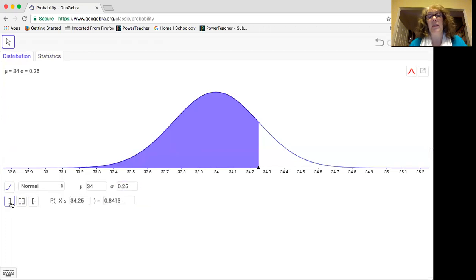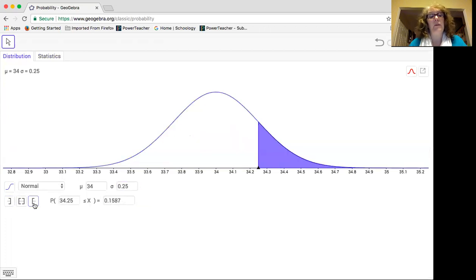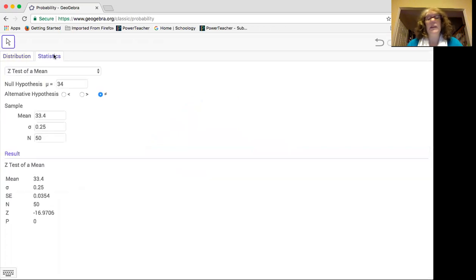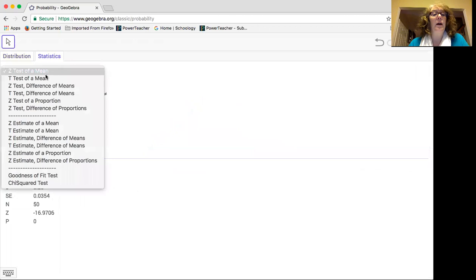And we can change that to a less than problem or even a greater than problem. Students usually use a Z-chart for this. A lot of times they forget it, they don't have access to it, so they can very easily look at this on their iPads.